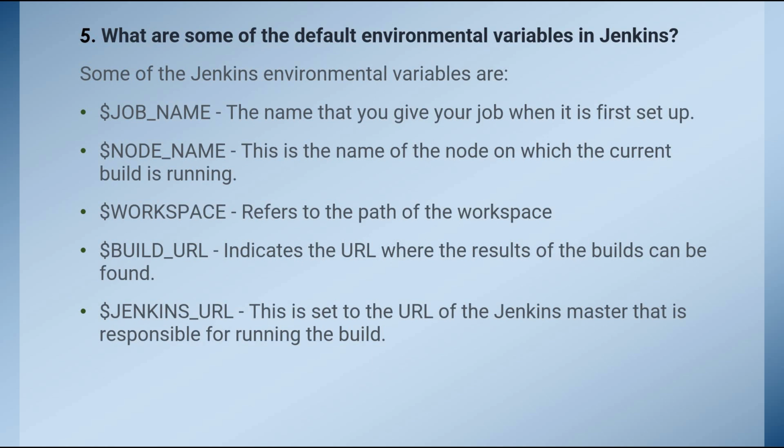Okay, JOB_NAME is the name of the job, NODE_NAME is the name of the node on which your current build is running. WORKSPACE refers to the path of the workspace, which will be the home directory of Jenkins slash workspace. BUILD_URL indicates the URL where the results of the builds can be found. And JENKINS_URL is set to the URL of the Jenkins master that is responsible for running the build. Okay guys, I hope you understood the concepts we have covered in this video.